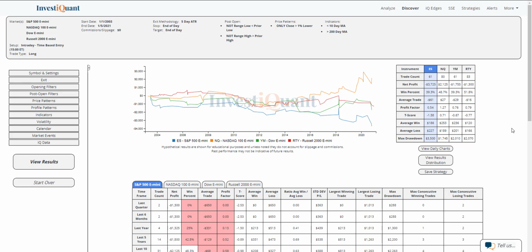But if we look at the win rates, two of those, the S&P and the Dow, have been quite weak. The other two have been pretty neutral. So historically, some of these markets have not done well with this pattern in play as we approach the close.